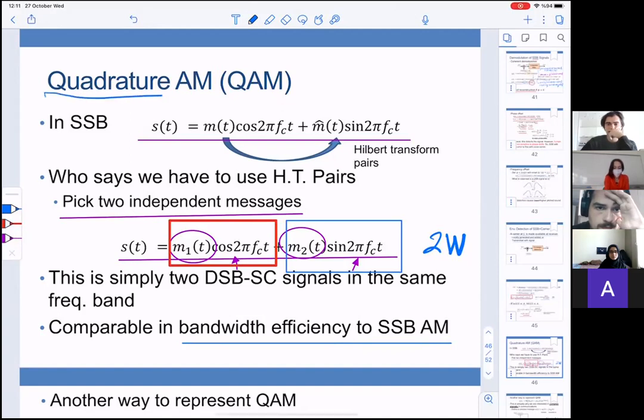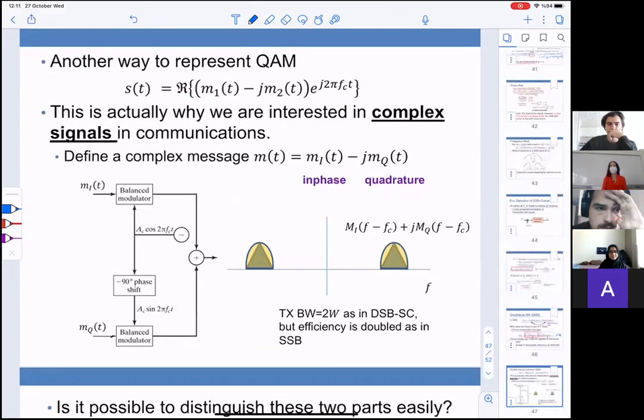Quadrature AM, QAM, is essentially the default mode for many physical layers, because we often have the so-called in-phase branch and the quadrature branch. Today, you will go to the lab and have your first session with the RTL SDR. You will see it works like this. There's an in-phase branch and the quadrature branch.